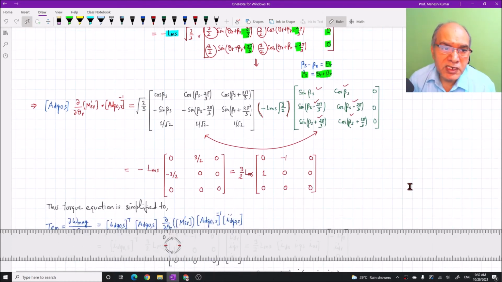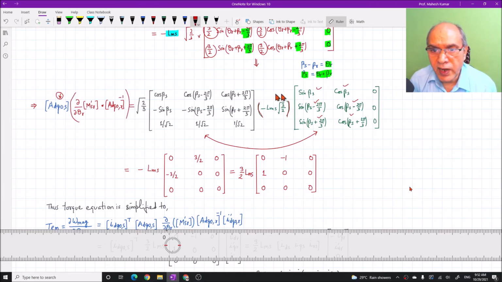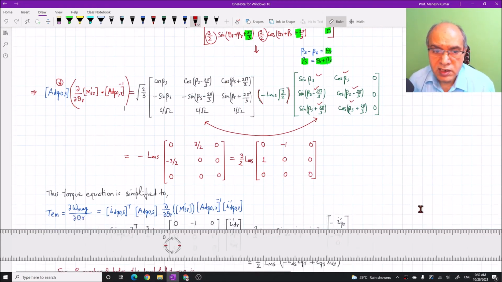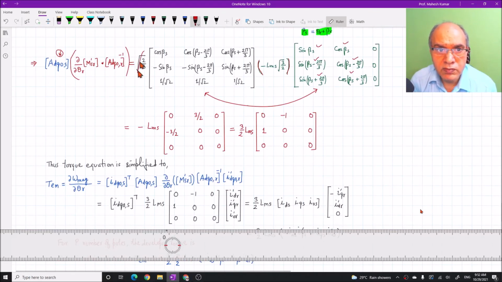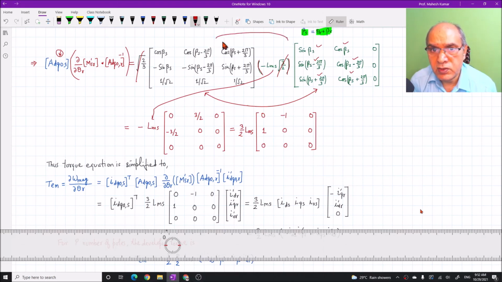And then again we have to multiply by ADQ0 S, this matrix, with this matrix. So we multiply this to this together, and then we will get a very interesting quantity, that is minus LMS here. This will go away with this. This is minus LMS here, and these two multiplications will give this constant matrix 0, 3 by 2, 0, minus 3 by 2, 0, 0, 0, 0, 0. And we can take 3 by 2 common, it becomes 3 by 2 LMS times 0, minus 1, 1, 0, 0, 0, 0, 0.